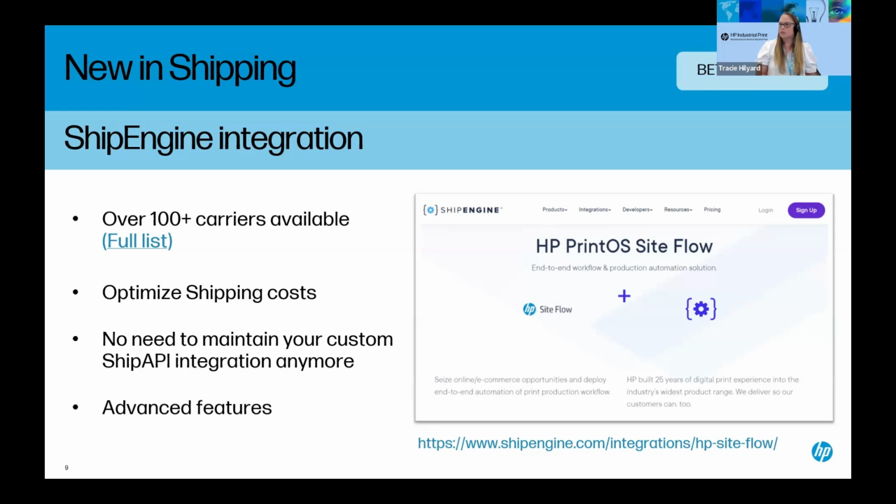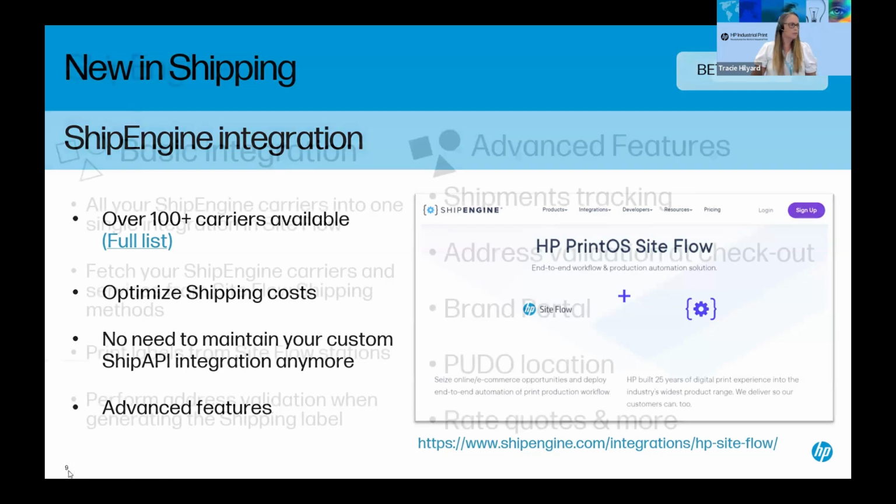It removes much of the support needed and the cost that is associated with our current direct integrations. The main benefits compared to the direct integrations are over 100 carriers that are available, optimized shipping costs, no need to maintain your custom shipping API integrations anymore, and there are several advanced features.